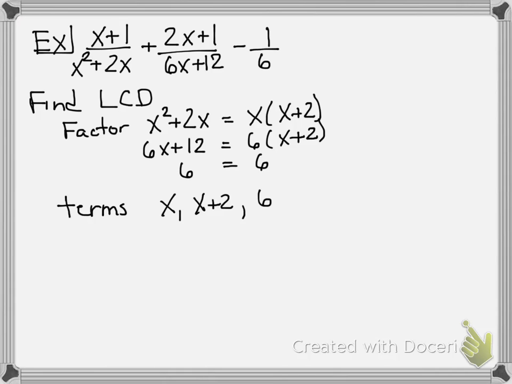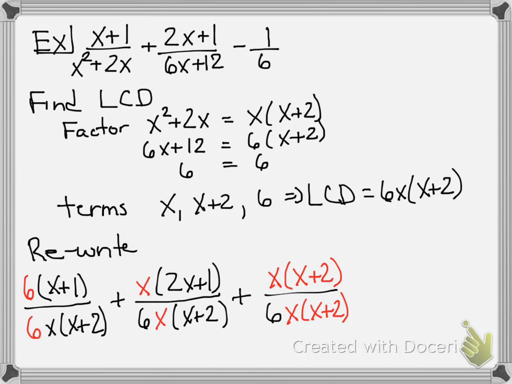Okay? So what are the independent terms that we have? x, x plus 2, and 6. Okay? So our lowest common denominator is these three terms multiplied: 6 times x times x plus 2. And now we can rewrite our initial question in terms of this lowest common denominator.